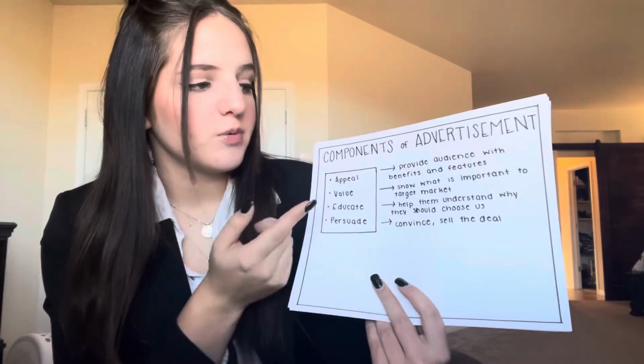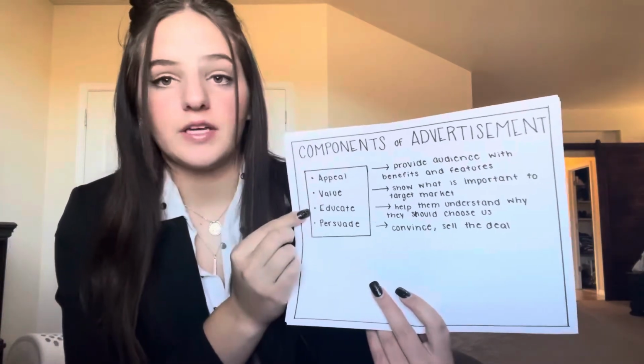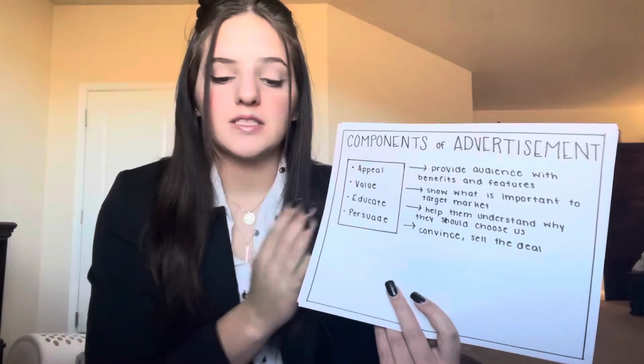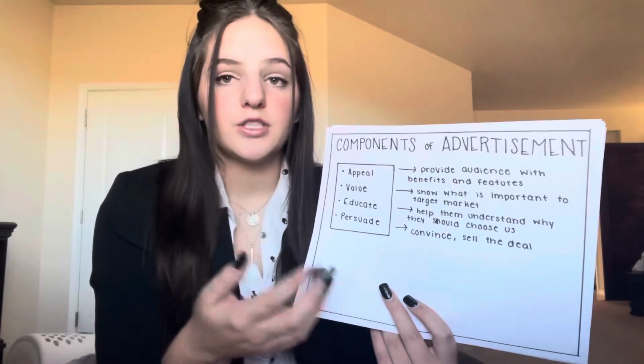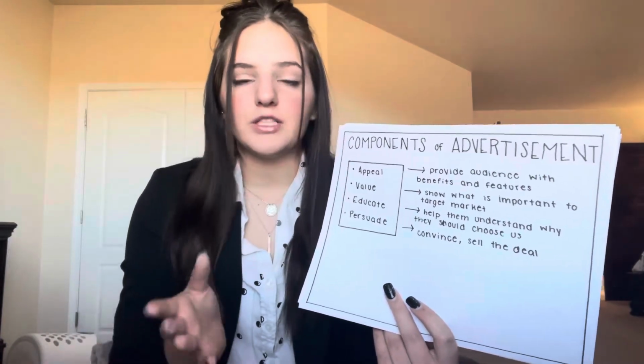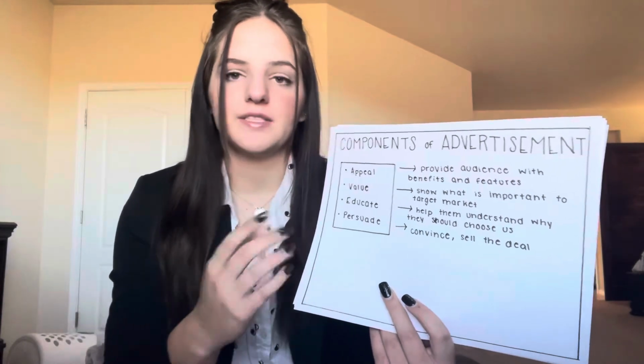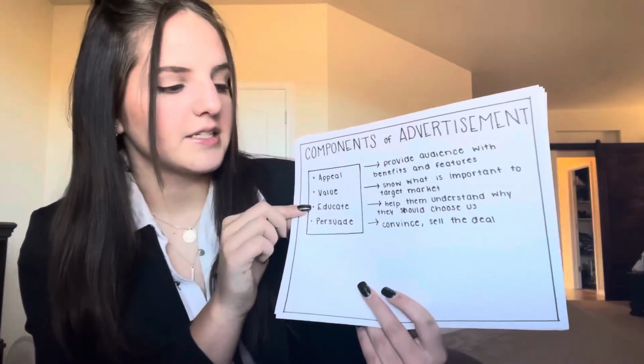Value: show what is important to the target market. So some people are coming for business and some people are coming for a weekend getaway or a family vacation. So it's important that we show them what would interest them and what they value for the reason that they're staying with us. Next is educate.